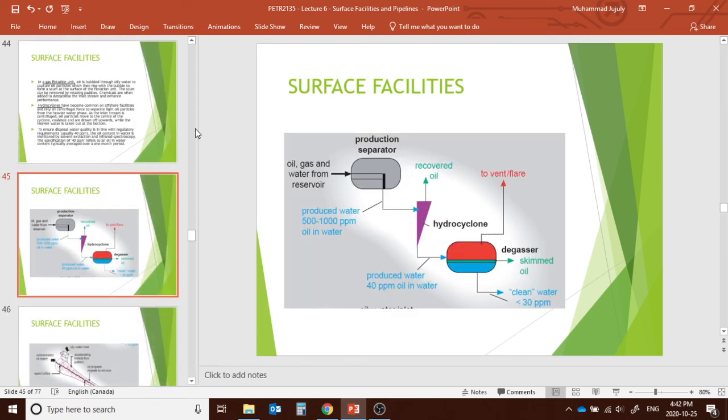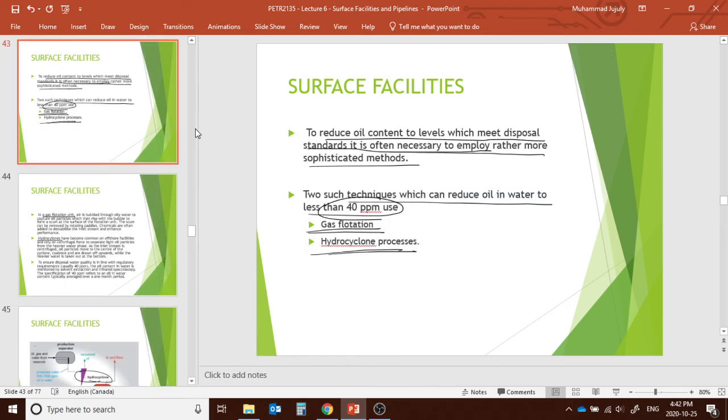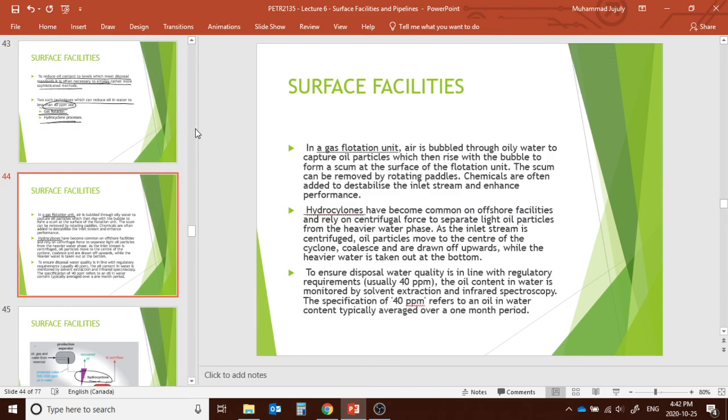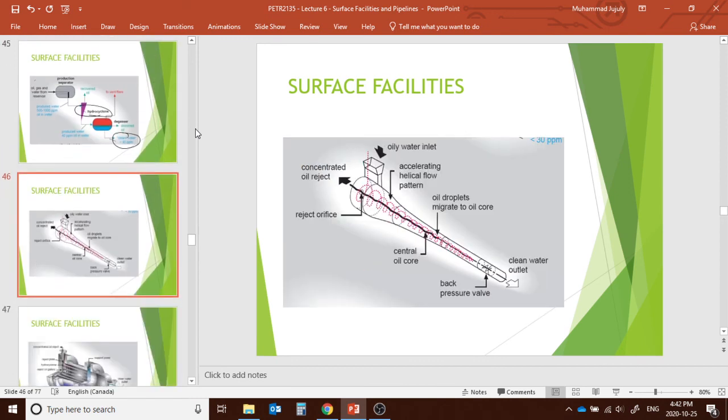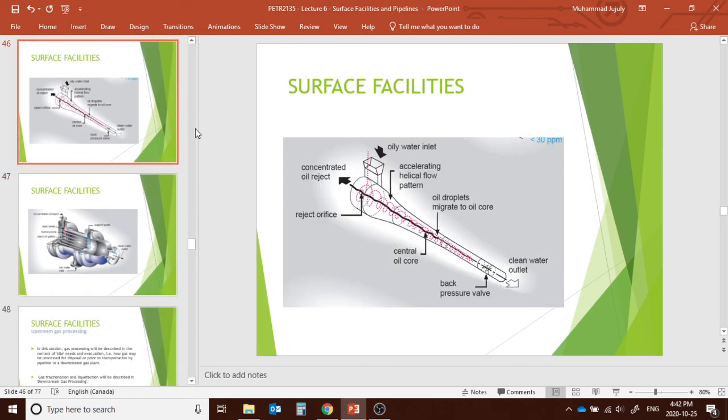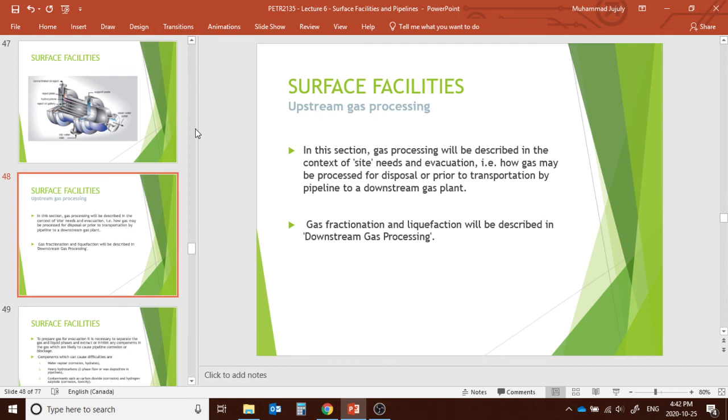So this is what the hydrocyclone separator actually looks like, and it gives us less than 30 ppm in the water. Our regulation is that it should be less than 40 ppm, so it definitely goes along with the regulation. Another is the cyclone separator, and the cyclone separator also gives us less than 30 ppm. So these are the themes we can actually work with now.